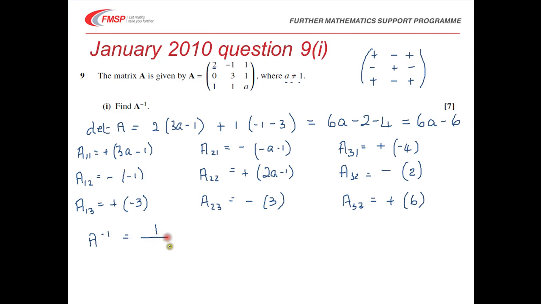So 1 over the determinant, which was 6A minus 6, and we then have 3A minus 1, 1, minus 3, A plus 1, 2A minus 1, and minus 3, and then our third column will be minus 4, minus 2, plus 6. And that is the inverse of our matrix.